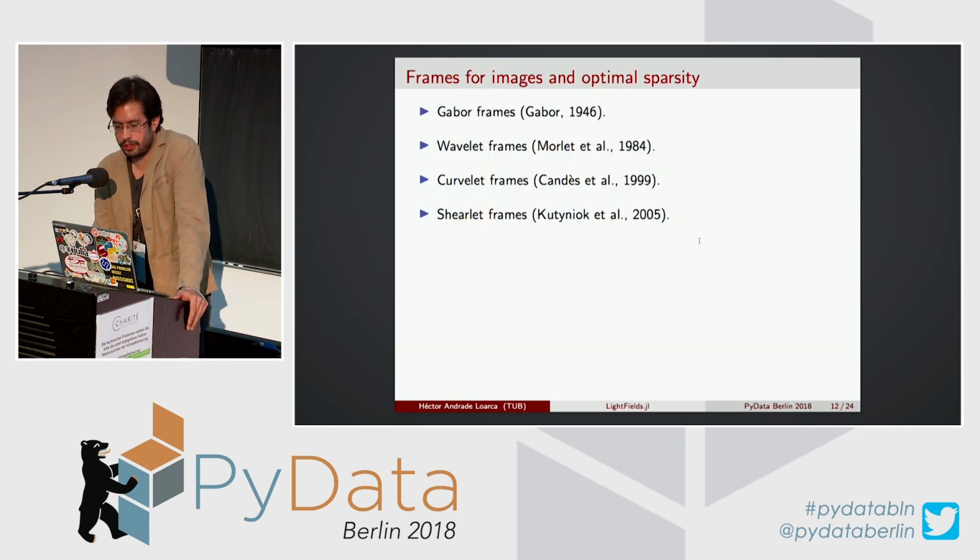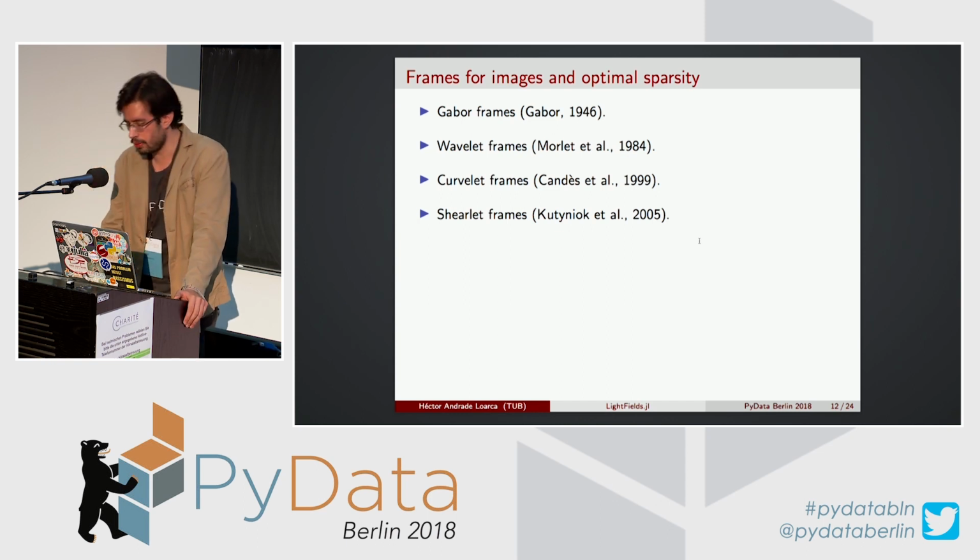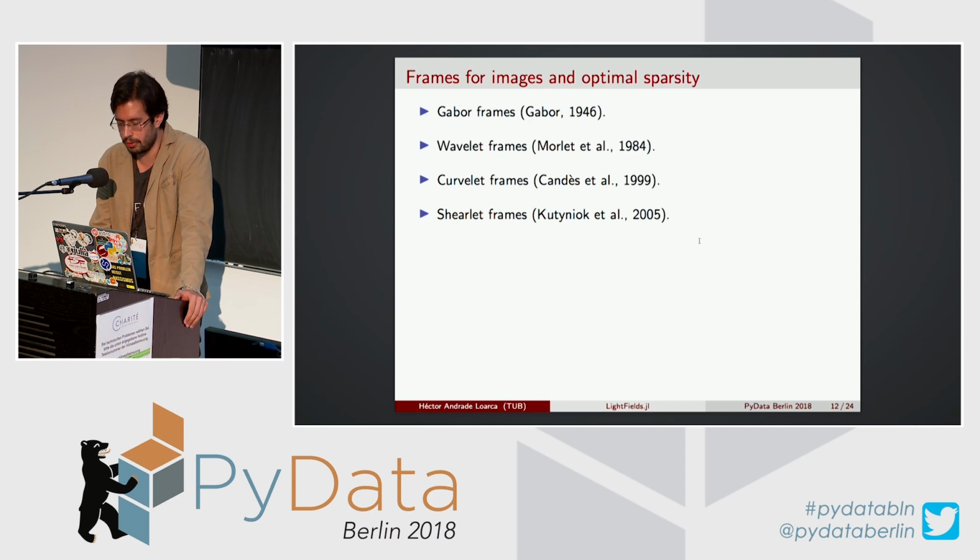Some known frames for images are these. For example, Gabor frames and wavelet frames, which are the most widely known. And for example, the compression algorithm in JPEG 2000 is based on wavelet frames. Then curvelet frames, and then the last one, shearlet frames, which was proposed by Gitta Kutyniok and is the one that I mostly use.